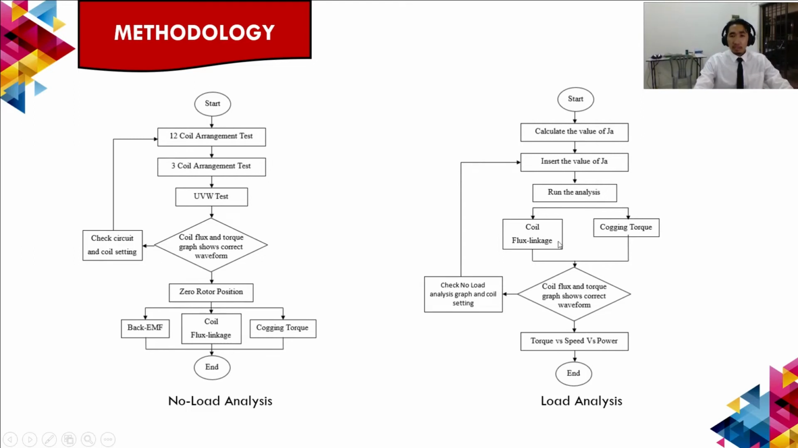For load analysis, after we finish no load analysis, we can calculate the value of armature current density JA, and insert the value of JA. We run the analysis and we can produce coil flux linkage and cogging torque. If the coil flux and torque graph show the correct waveform, we can proceed to torque versus speed versus power. And if not, check the no load analysis graph and coil setting, and go back to insert the value of JA.